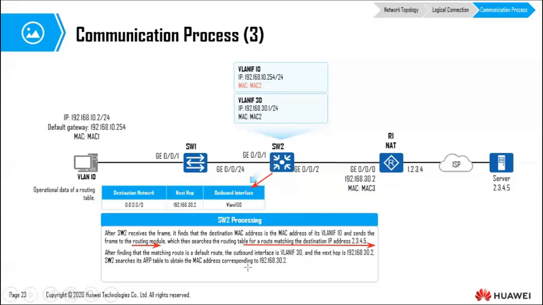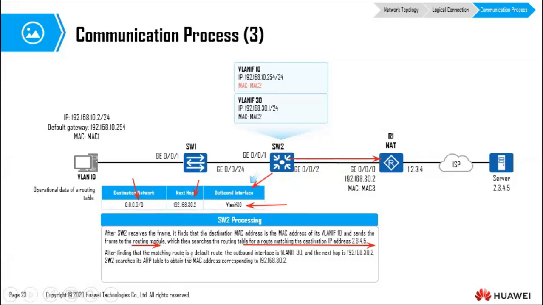So that's what switch 2 will do. So first of all, find out, hey, do I have this on my routing table? Now, on the routing table, we have configured a default static route. Are you seeing the default static route for this particular switch? If you receive any packet whose destination you do not know, send it to this next hop. The outgoing interface is VLANIF 30. So just send it out to this guy.